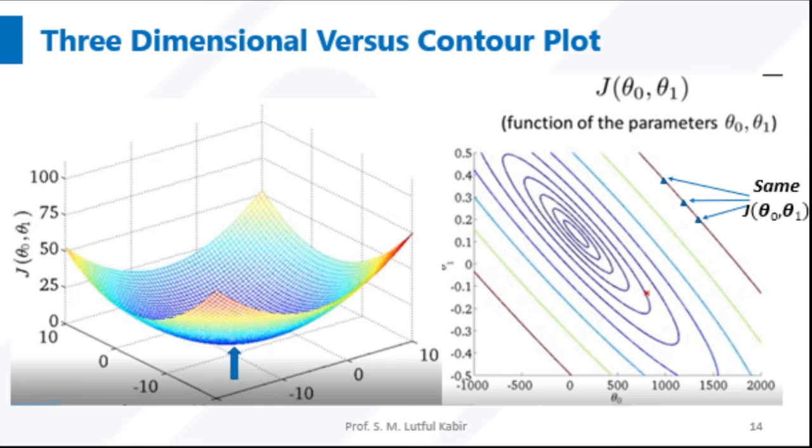On the right hand side, the ellipses correspond to the concentric circles on the left hand side. The left hand side shows the three-dimensional plot, and the right hand side is the contour plot. It is the equivalent two-dimensional plot corresponding to the three-dimensional plot on the left. And so contour figures may be a more convenient way to visualize the function J. So let us look at some examples.